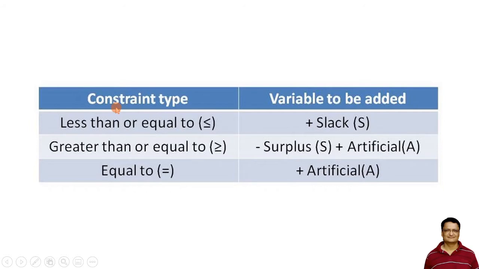The first step is to convert the given linear programming problem, that is the objective function and constraints, to a standard form. So the first step is to add the slack, surplus and artificial variables. If the constraint is of less than or equal to type, we add a slack variable. If the constraint is of greater than or equal to type, we subtract a surplus variable and also add one artificial variable. And if the constraint is of equal to type, then we add only an artificial variable. Just remember this table because we are going to use this logic to make the standard form.